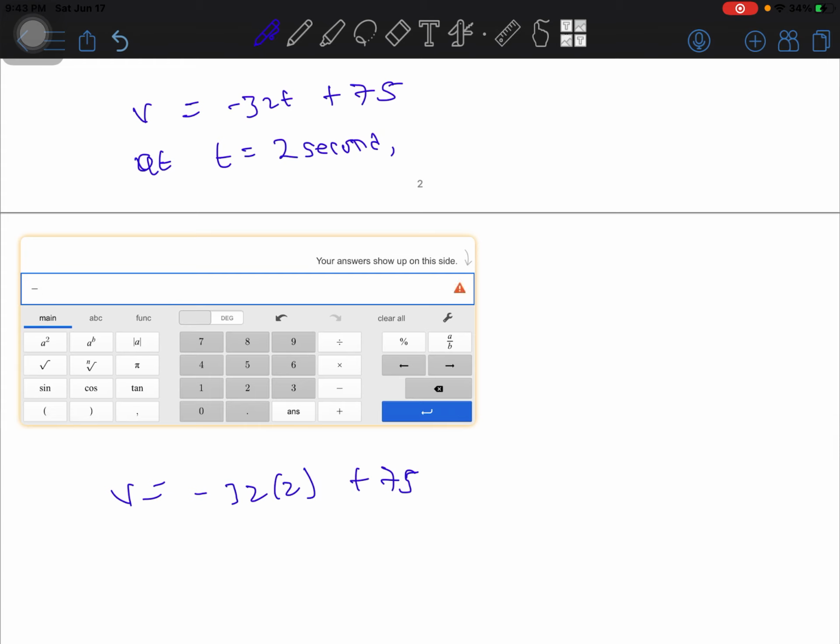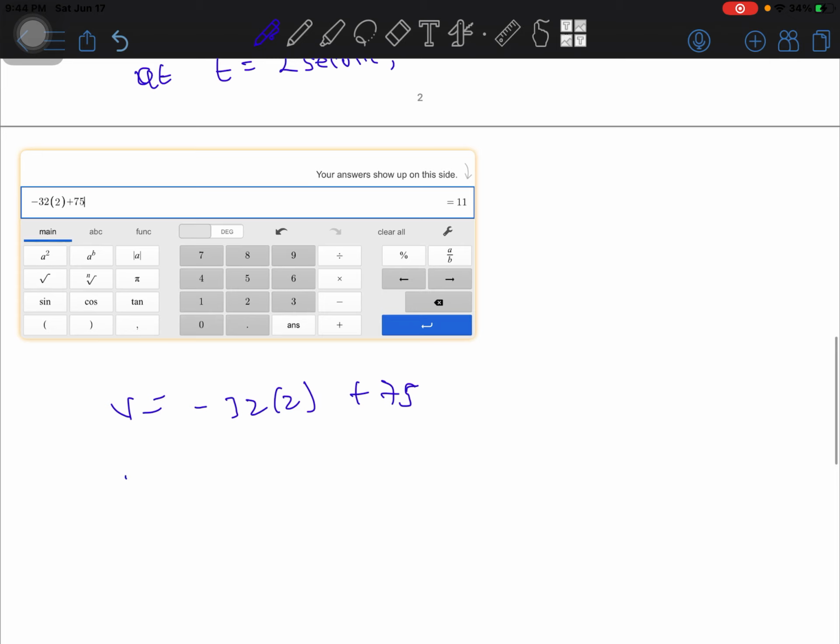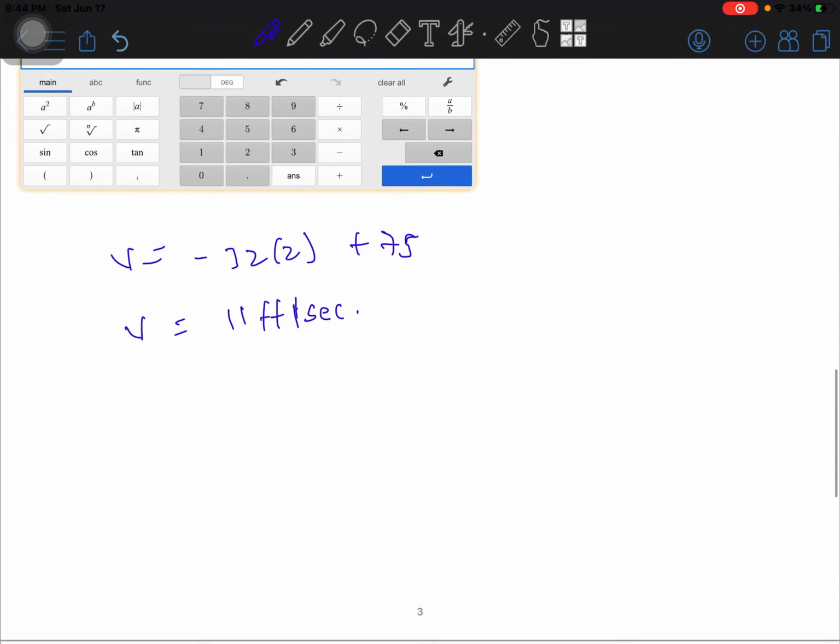So negative 32 multiplied by 2 and then plus 75 will give us 11. So now the velocity is equal to 11 feet per second. So let's go to the C.